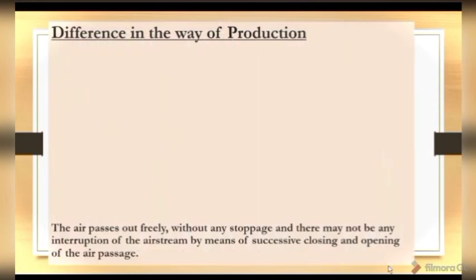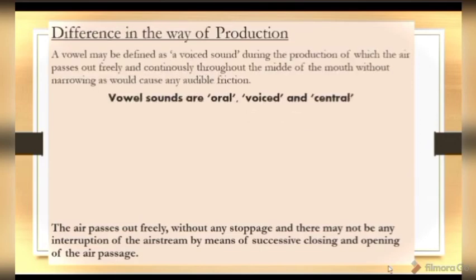The second point that differentiates vowel and consonant is the difference in the way of production. A vowel might be defined as a voiced sound, during the production of which the air passes out freely and continuously throughout the middle of the mouth without narrowing that would cause any audible friction. So, what is meant by vowel? Vowel sounds are oral, voiced, and central.